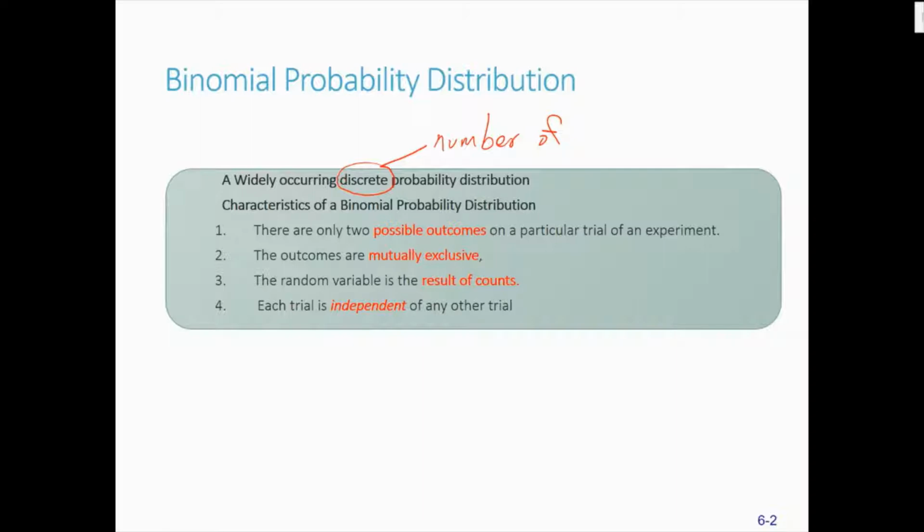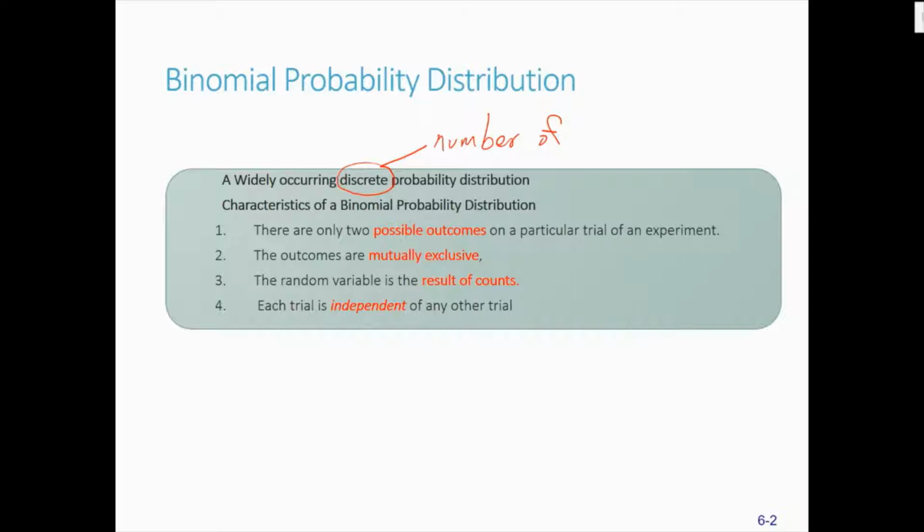The binomial probability distribution has four characteristics. First one is there are only two possible outcomes of a particular experiment or trial. For example, a student either passes the class or fails the class. There's no other choice. If you're taking a class, either you pass it or you fail. Or whether the student is on time to the class or late. Yeah, there are only two choices. Either you're on time for the class or you're late.